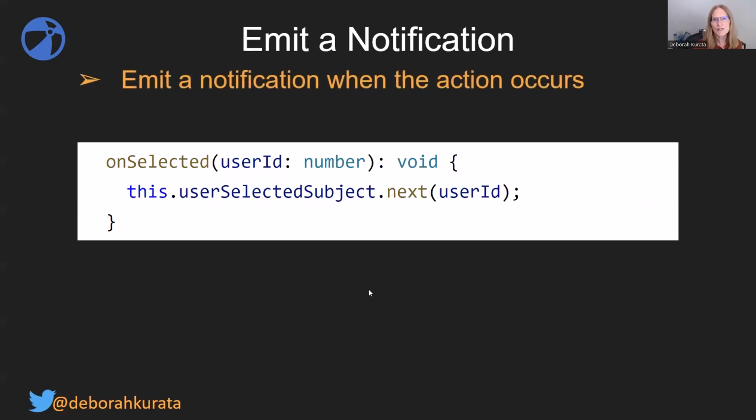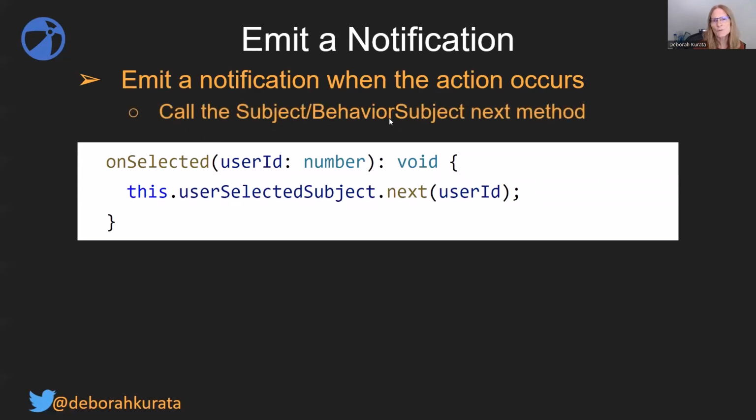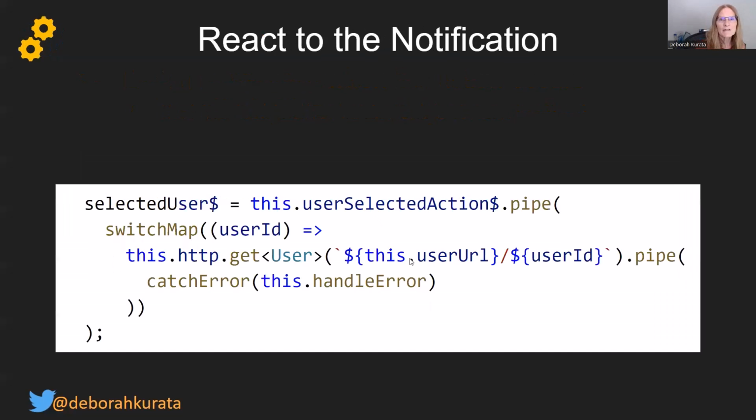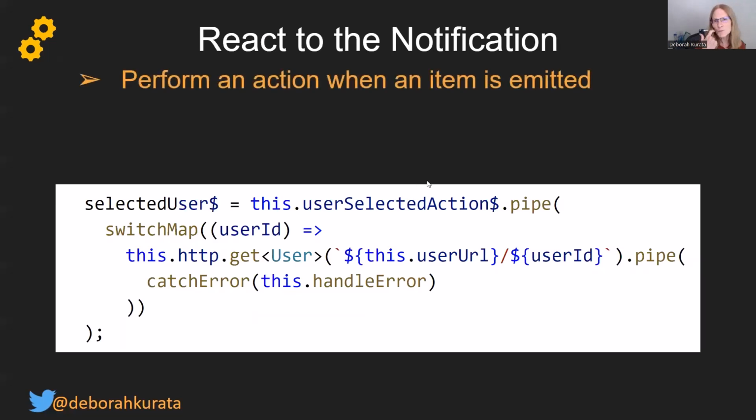Okay, so our second step then was to emit a notification. So in our same service, we can emit a notification when the action occurs. So we do that by calling the subject or behavior subject's next method. So here, when we get a new user ID, we pass it in to next, and next emits that into that subject. Then we can react to that notification in any of our code that wants to react to that notification. So we can then perform an action. So in this case, we are going to get the user information.